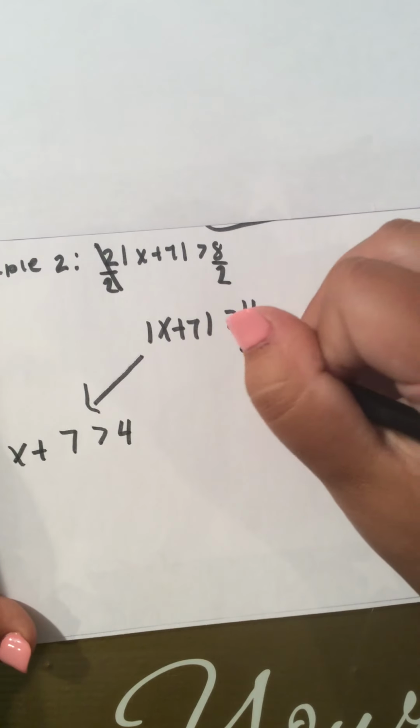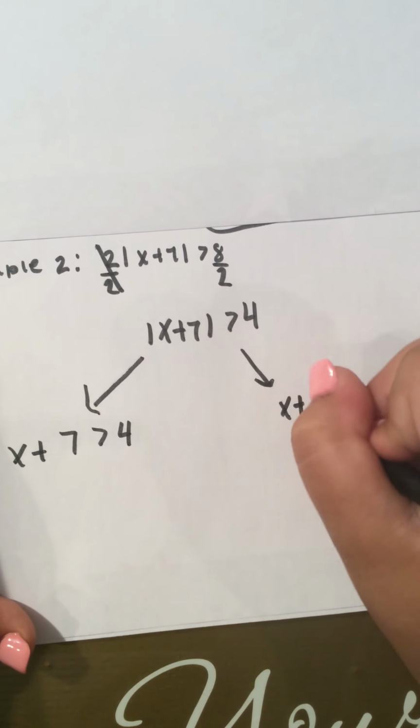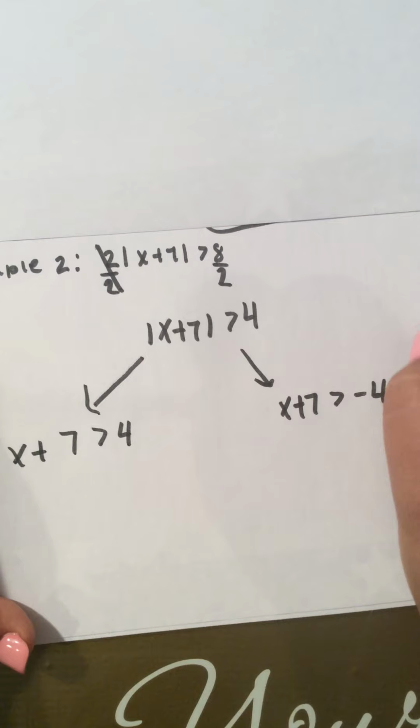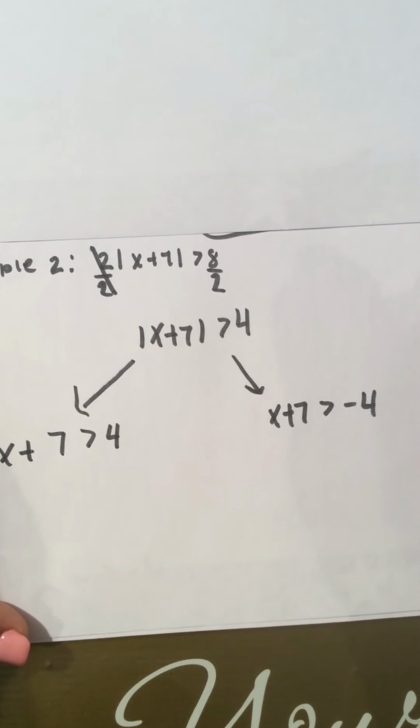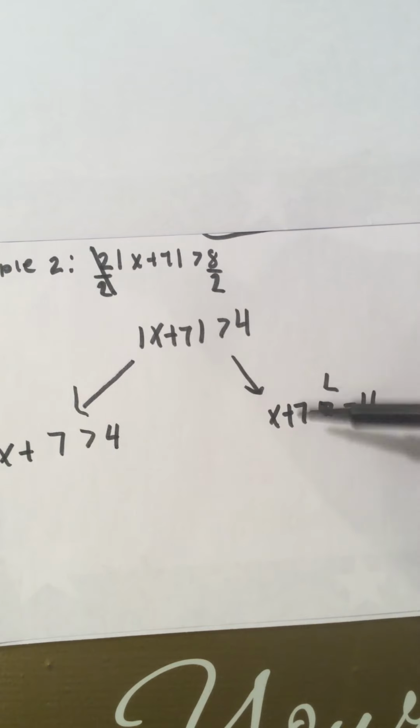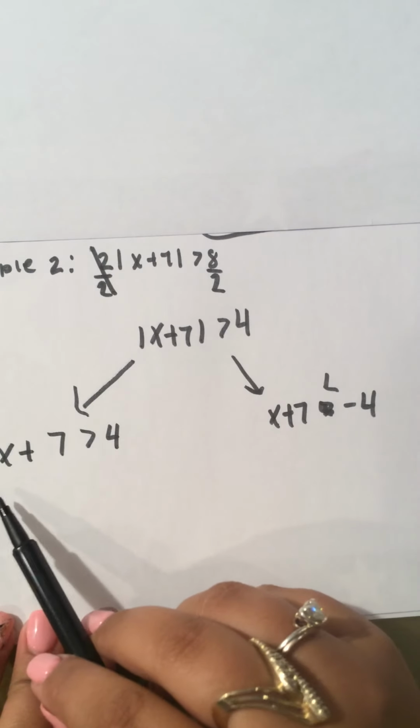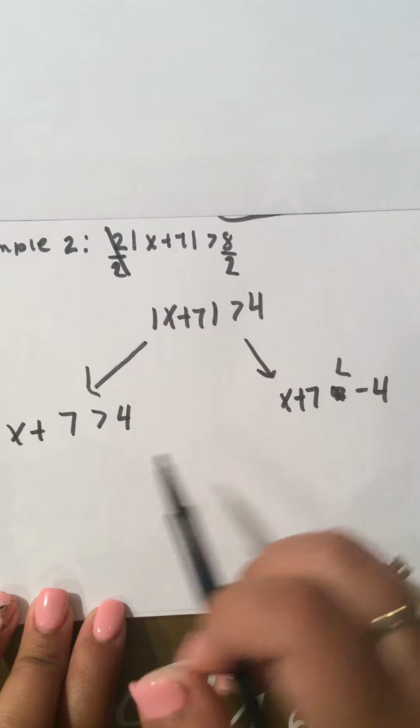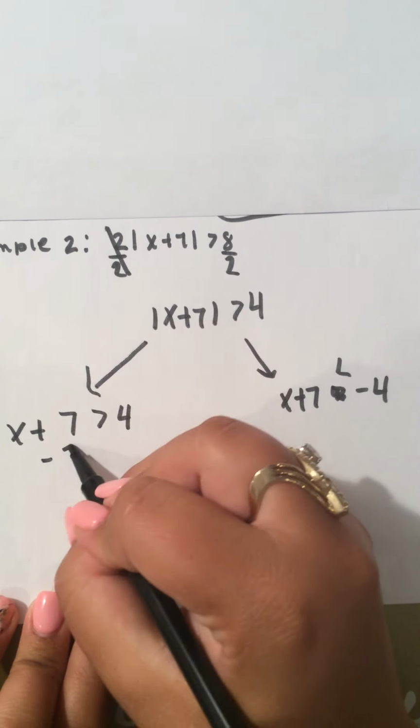X plus 7 is greater than 4, and x plus 7 is greater than negative 4. Or I'm sorry, this should be less than. Is less than. Because we have the greater sign, we're going to flip the other one. And now I'm going to solve for this. And this is actually really nice, because I have x plus 7, well, I'm just going to subtract by 7 on both sides.